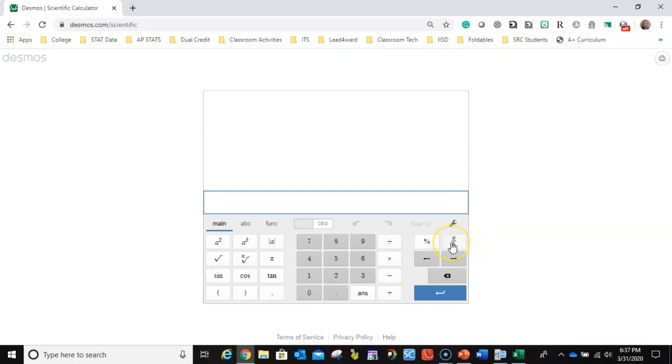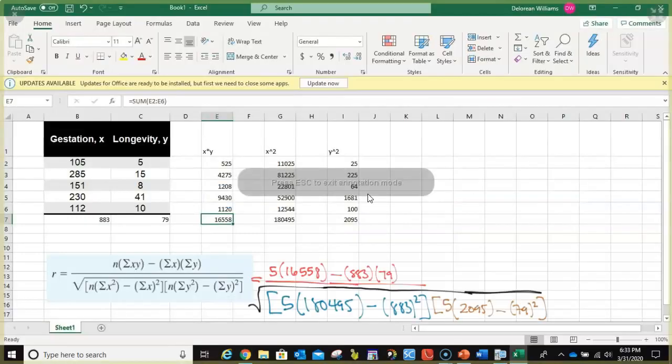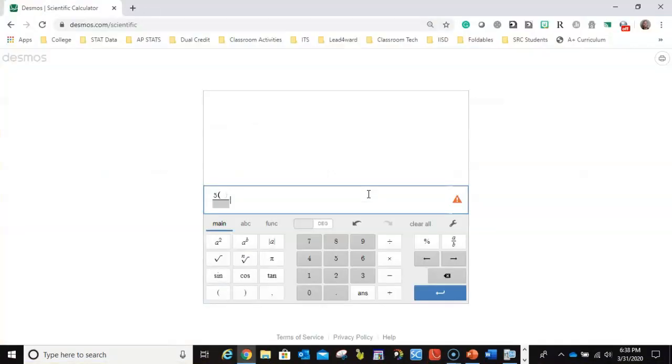So we'll see. I want to type in what I just wrote out. So I hit this a divided by b, which creates a stacked fraction. And in the numerator, it was 5 times, and I have to go back and forth because I didn't retain all that in my mind, 16,558 minus the sum of the x's, 833, times the sum of the y, 79.